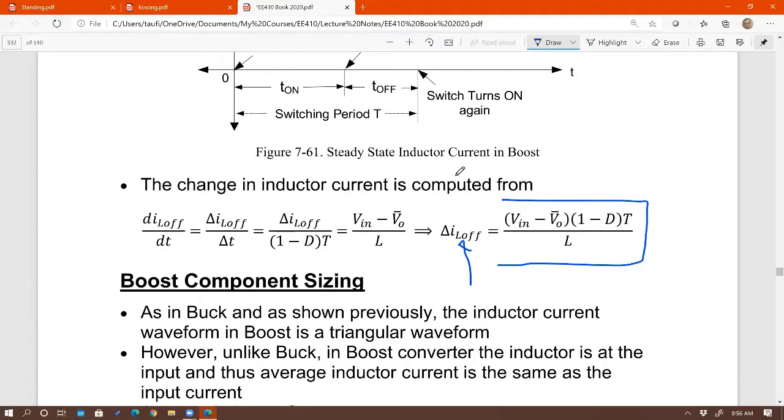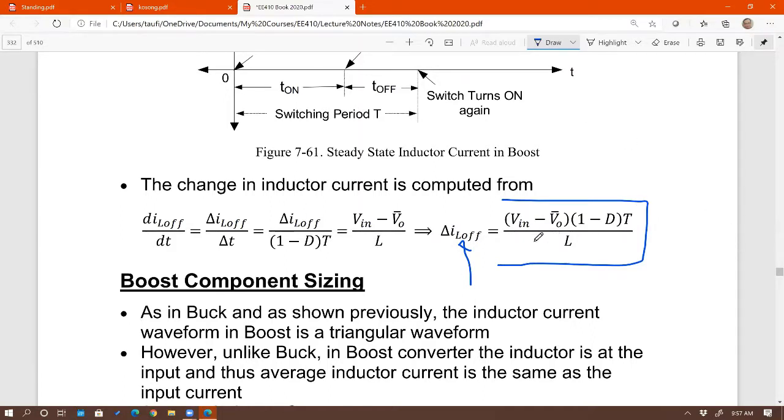So between the two delta IL equations, I usually pick the simpler version to plug into other equations that require delta IL, right? I believe for a buck converter, the delta IL off equation is simpler than delta IL on. That's why in many of the equations in the buck converter, whenever we need delta IL, I usually plug in delta IL from delta IL off instead of delta IL on.